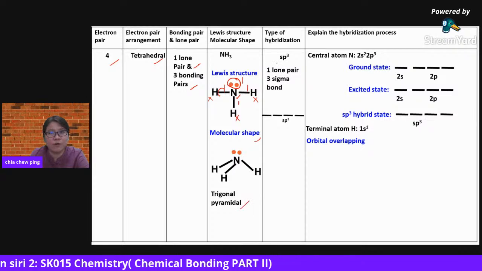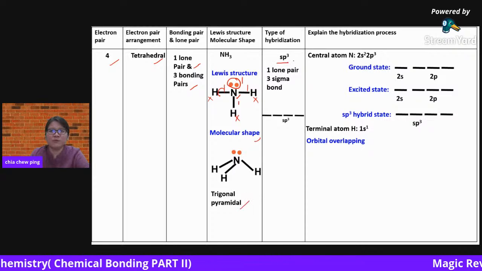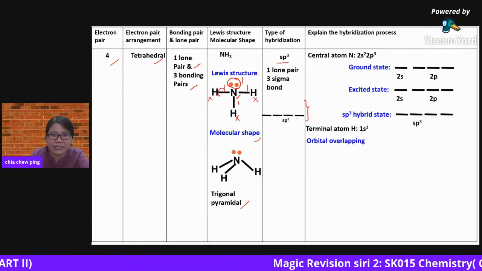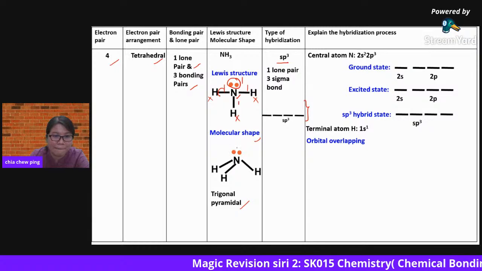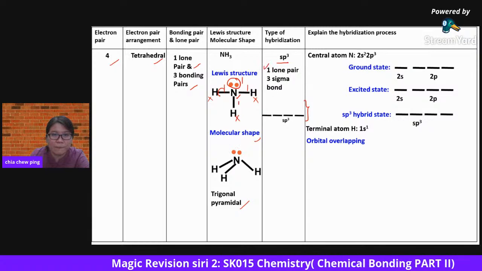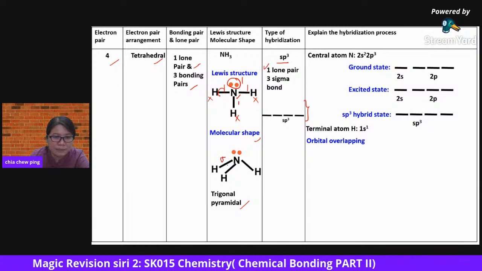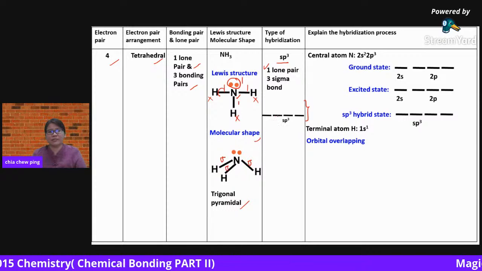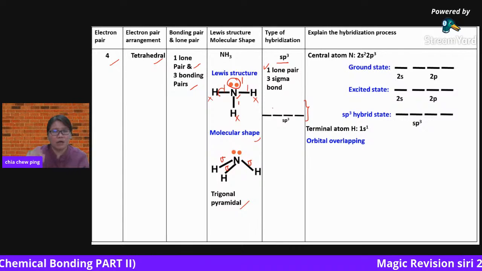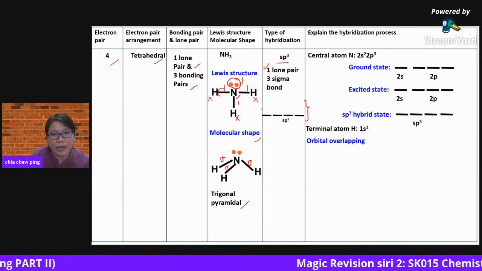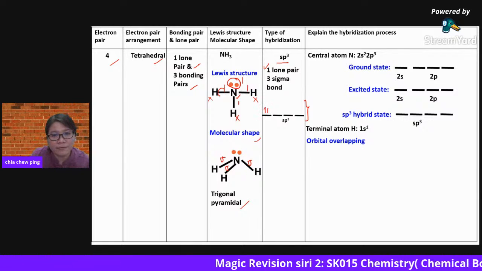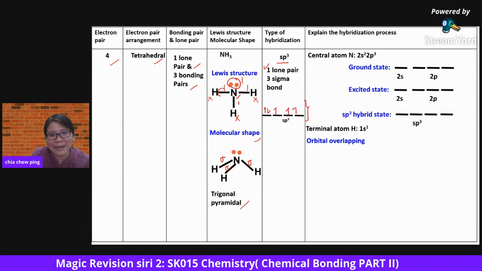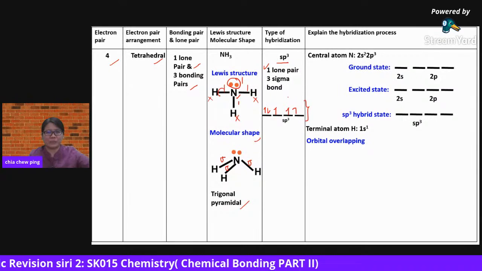So since it's 4, sp3. Okay, now before we proceed, we will target our sp3 hybrid state. So since it contains 1 lone pair and 3 sigma, so this is sigma 1, 2, 3. So just now before I start the case, I tell you the tip: if there is 1 lone pair, we prepare the lone pair first. If there are 3 sigma, we prepare 3 unpaired electrons. So this is what we expect to get.